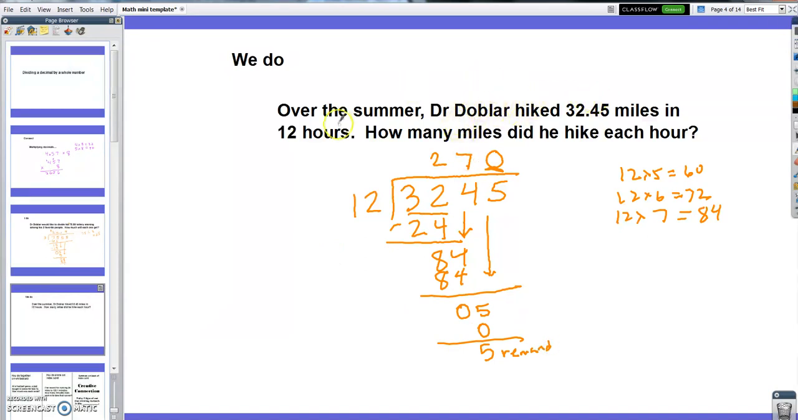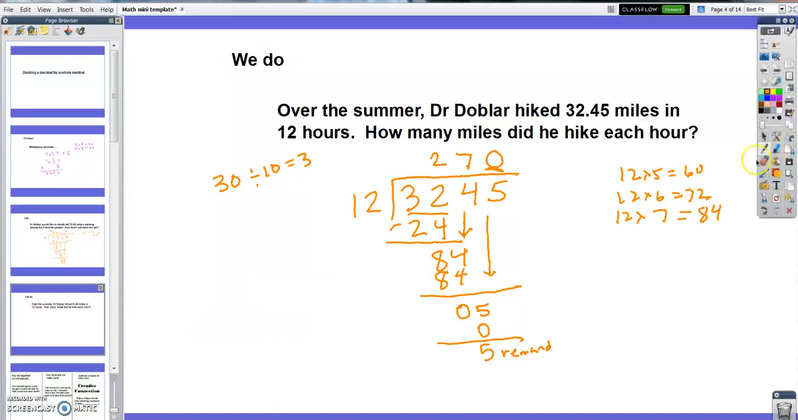So if I hiked 32 miles in 12 hours, that's kind of like, rounding wise, I might say that's 30 miles in about 10 hours, which is pretty close. So I'm looking for a place to put my decimal that puts me at about 3 miles each hour. And I believe that would be right here. So I hiked 2 70 hundredths, or 2 7/10, miles every hour when I did that hike.